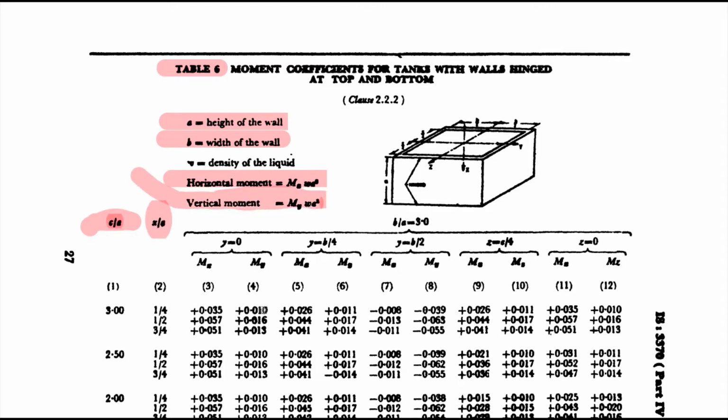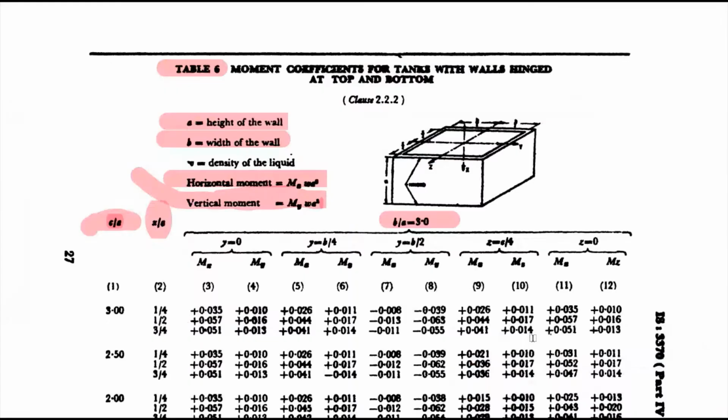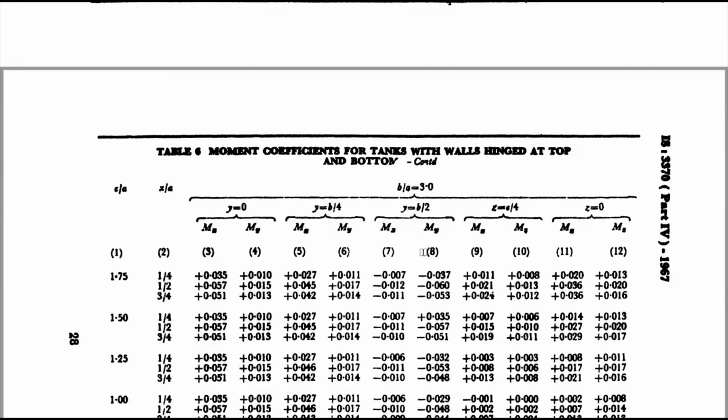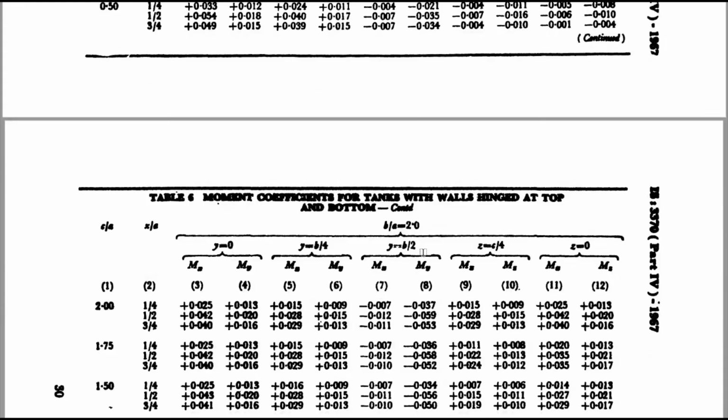Okay. Now first of all we have to calculate B by A, meaning length by height. Here the length by height is 3. Let's check in this example. We have a length by height of 2. So we cannot use this table because this length by height is 3, so we have to find the table for length by height of 2. Here it is also 3, 2.5, and here it is 2. Length by height is 2.